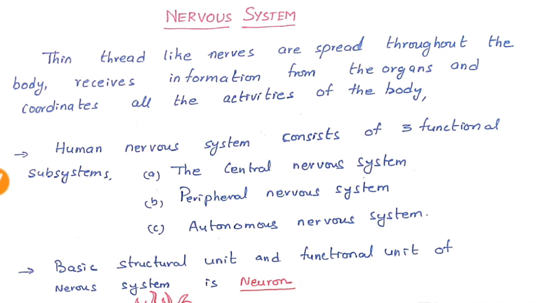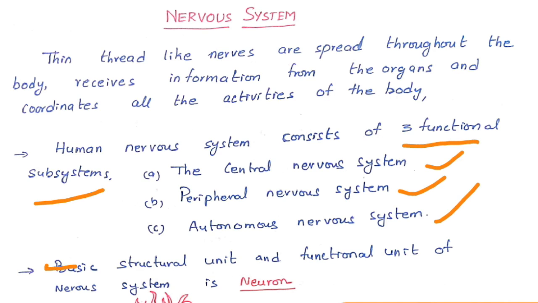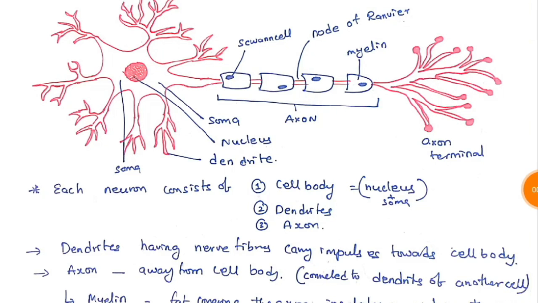Now, the human nervous system consists of three functional subsystems: the central nervous system, the peripheral nervous system, and the autonomous nervous system. The basic structural and functional unit of the nervous system is the neuron. The nervous system is made up of the basic structural unit called the neuron, friends. So this is the basic structure of a neuron.